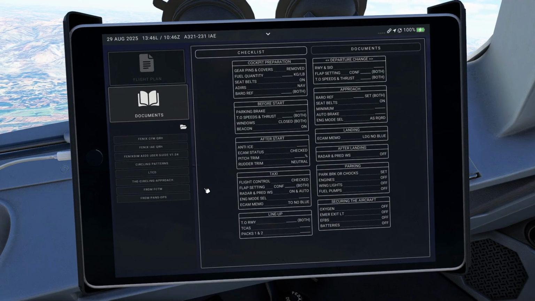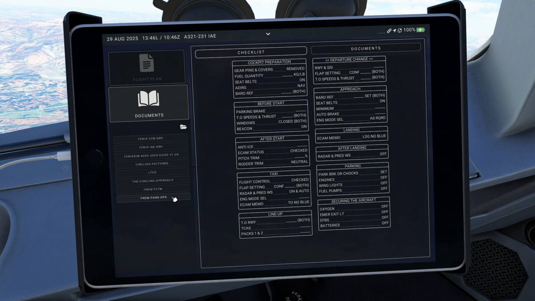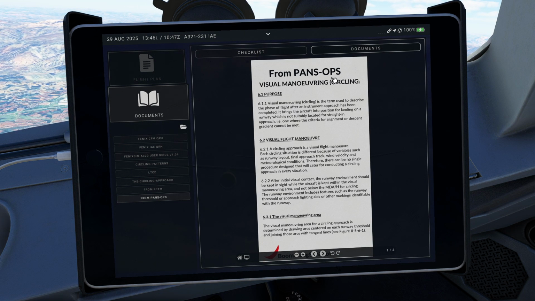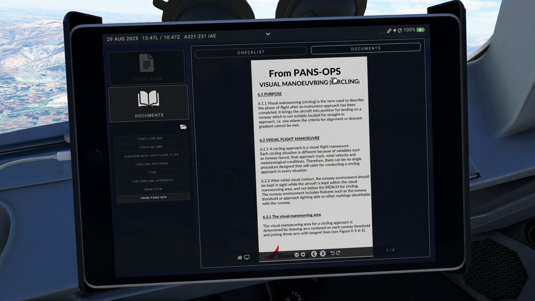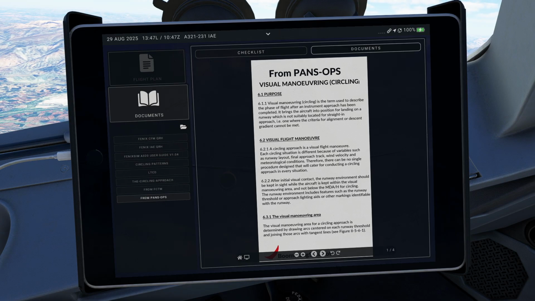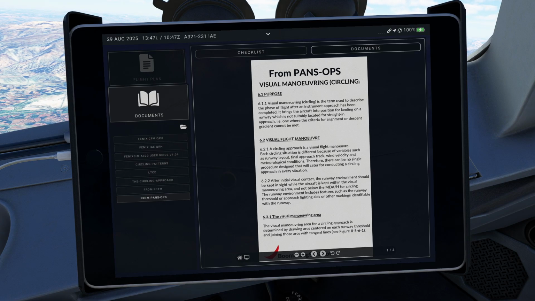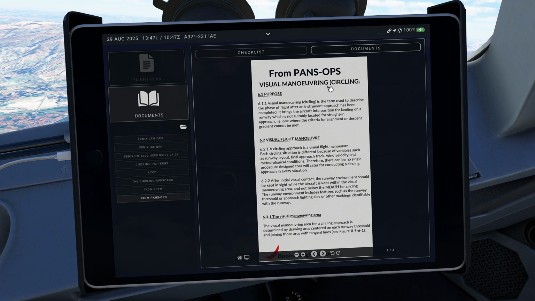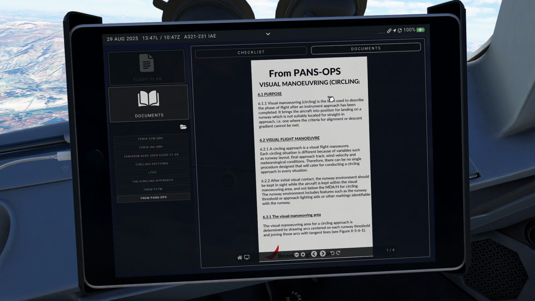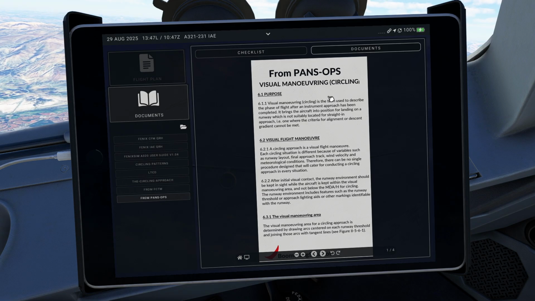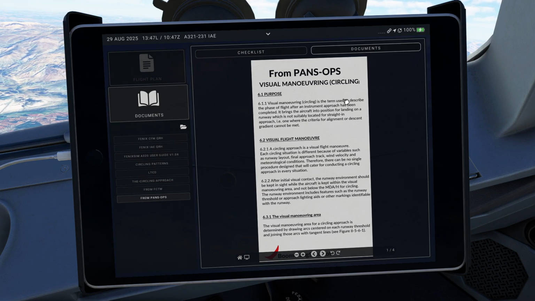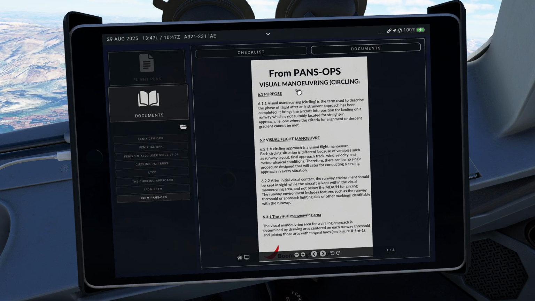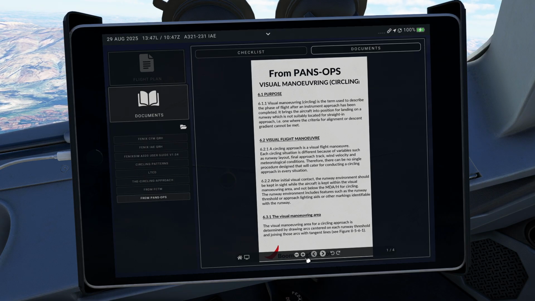Okay, we are going to have some notes from the PANS-OPS, which is another name for ICAO Document 8168. In chapter 6 we have lots of words for visual maneuvering or circling. But what is the purpose of visual maneuvering or circling?